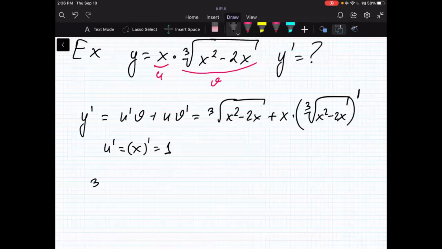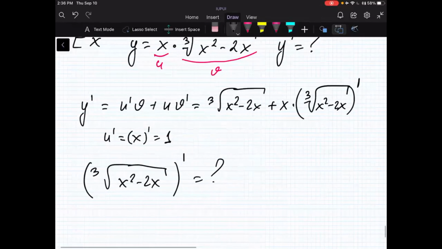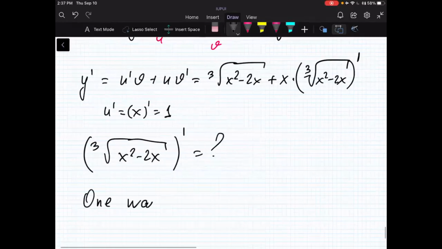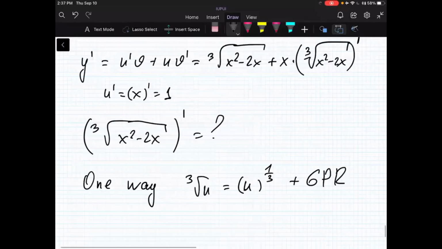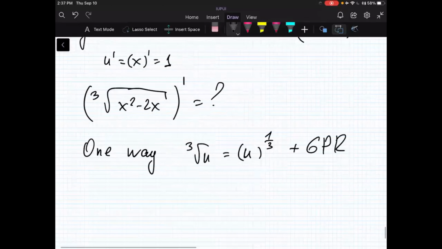So now let's consider it separately. Third root of x squared minus 2x, derivative. And here, of course, I can use the generalized power rule, because one way to write the third root of something is as something to the power 1/3, and then apply the generalized power rule for some function u. All right, this is one way to do that. But let's again practice the chain rule, because this is one of the most complicated.